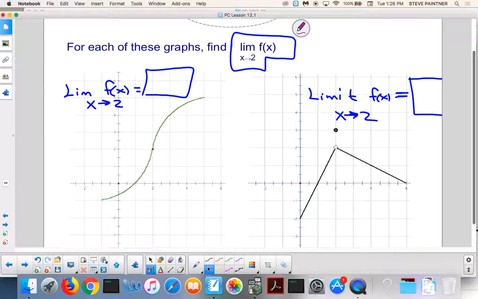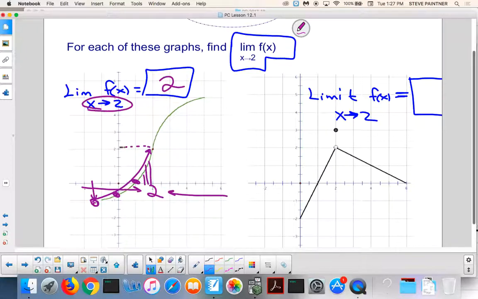Eddie? 2. He says he thinks it's 2. Is he right? Okay, let's try it. As x approaches 2, here's 2 right here. So I'm coming in from this direction, and then I'm going to come in from this direction. When I say come in, I just mean put x values in. If I put -3 in, I'd get this answer. If I put in -1, I get this answer. If I put in 1, I get this. As you see, you keep getting closer and closer to what number? That point right there. That point corresponds to that number, 2.